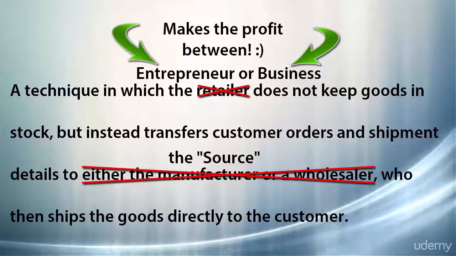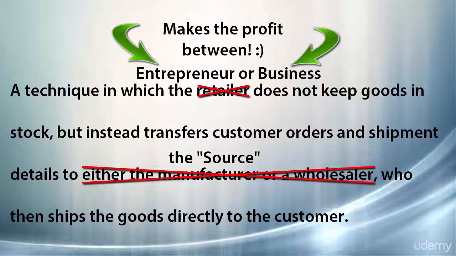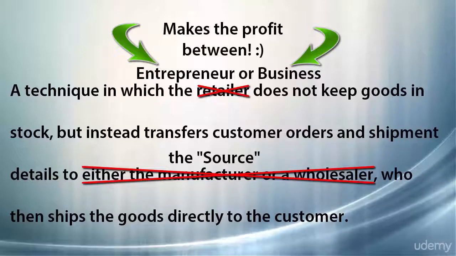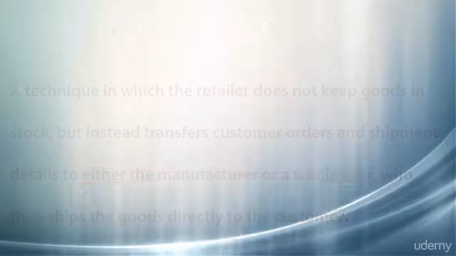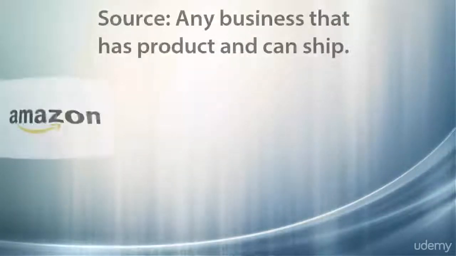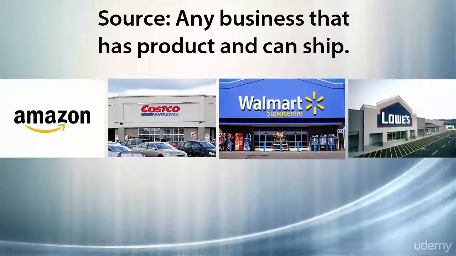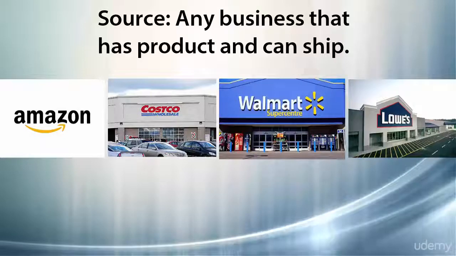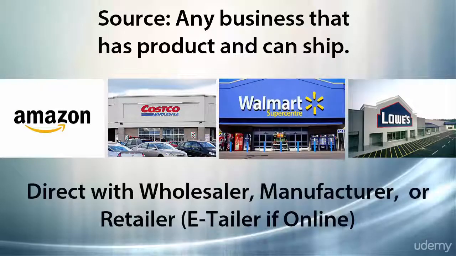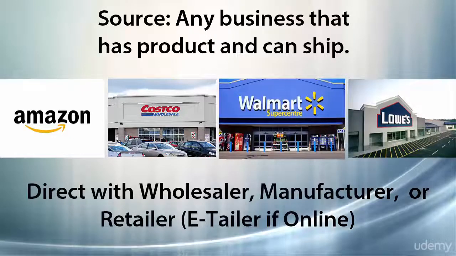So when I say source, what do I mean by source? A source can be anybody, anywhere. It can be Amazon, Costco, Walmart, Lowe's, Home Depot. Sources can be anywhere. Does that make sense? You can go directly to the wholesaler, directly to the distributor, or directly to the e-tailer. It doesn't matter. It's a source where the product can be shipped from.